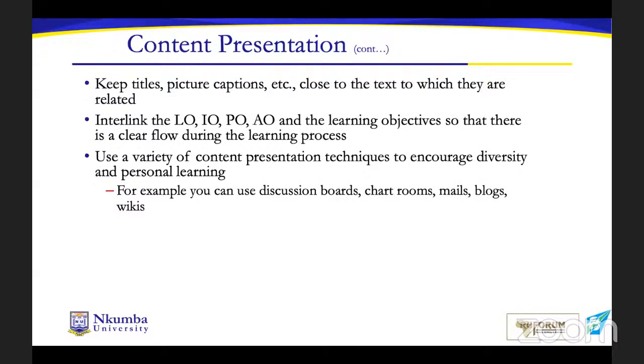Keep titles, pictures, captions, etc. close to the content you are providing so that they may explain well the particular pictures and things of that kind. Do not forget to link this, and I will show you how authoring tools can help you interlink these so easily, so that these objects will be interlinked to the learning objects very easily. Practicals will be interlinked to the information objects very easily. Assessment objects will also be interlinked. You don't have to worry. The authoring tools can do that for you.